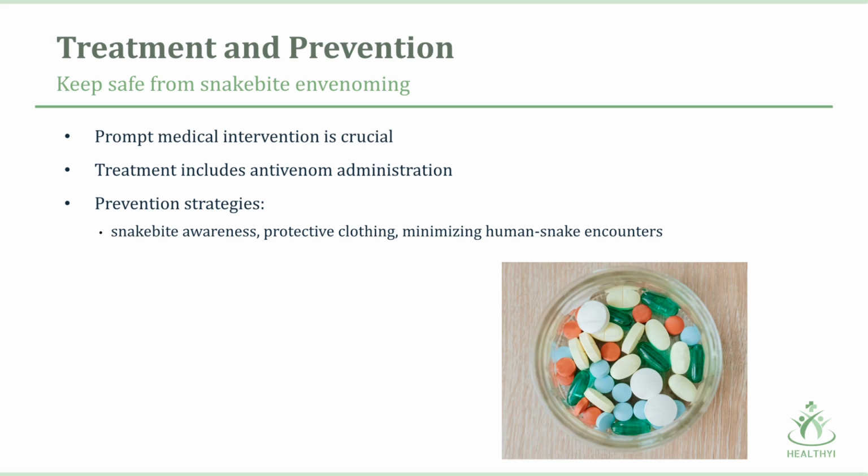Prevention is key to reducing the risk of snakebite envenoming. Here are some essential prevention strategies to consider. First, stay informed about the venomous snakes in your area and their habitats. Learn to recognize their characteristics and understand their behavior to avoid potential encounters. Also, when in snake-prone areas, wear protective clothing such as long pants, boots, and gloves. This can help reduce the risk of a snakebite and minimize the impact if a bite does occur.